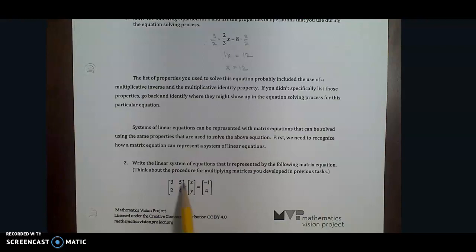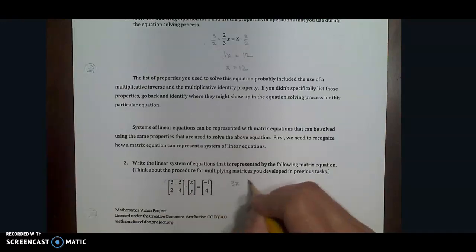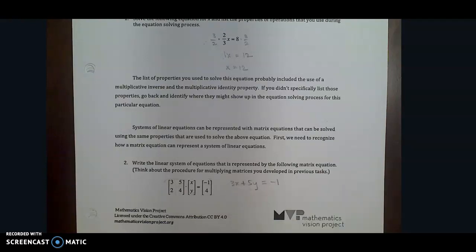So what we need to do here is we're going to do row times column. So we do top row times this column. We know it has to be the top row element. So we do 3 times x to get 3x. 5 times y is 5y. And then we're supposed to add those together, and that equals -1.